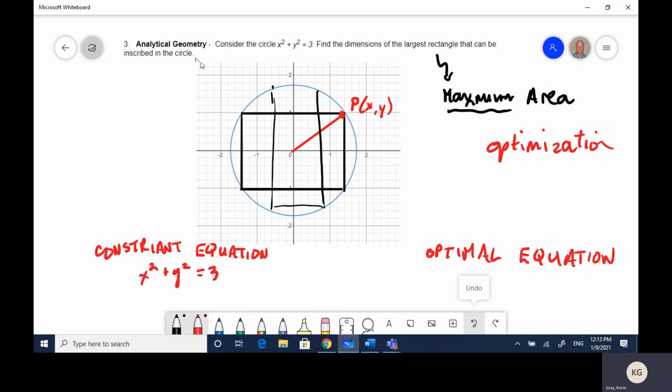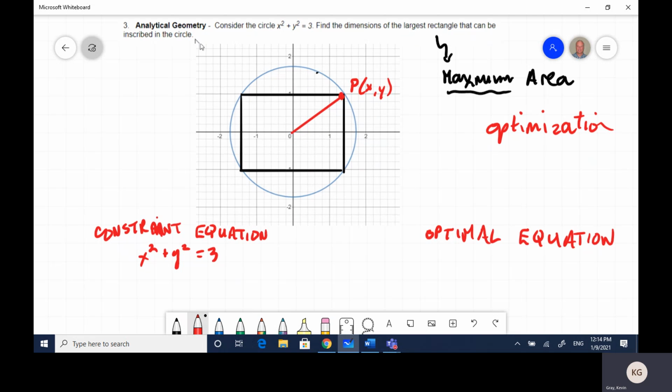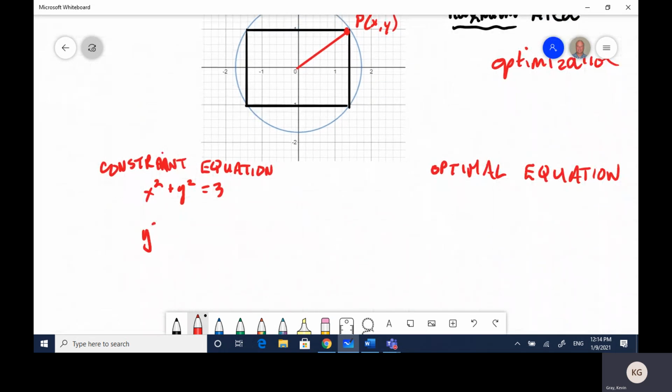I'm just going to clean this up a little bit. Okay, there we go. So that's the first thing we do: use the constraint equation and rearrange it. I'm going to rearrange it to solve for y. I like to work with x's in my functions, so y equals the square root of 3 minus x squared.